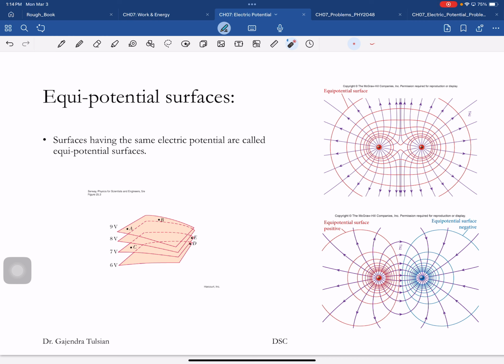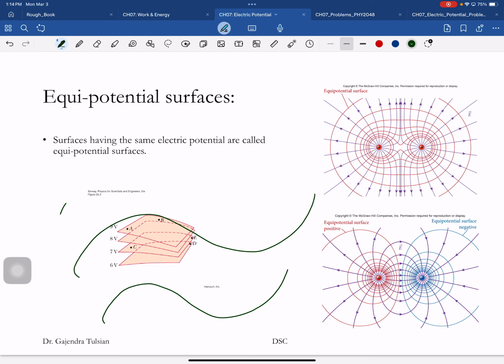Okay? So let's say if this is the surface, this is 10 volts, 9 volts, and 11 volts. So at this point, the electric field is pointing like that. Okay, at this point, it's pointing like this, and so on. The electric field is always pointing perpendicular to the surface, and it's pointing in the direction of decreasing potential.